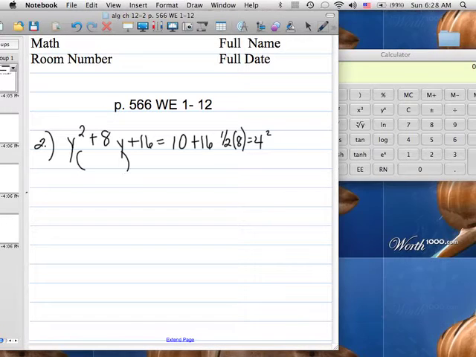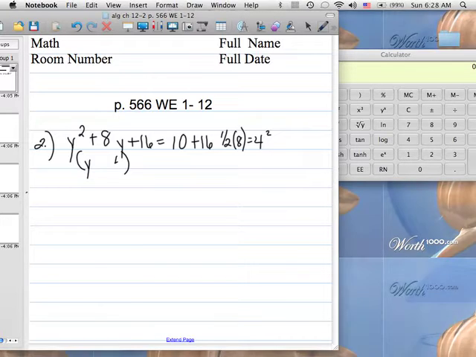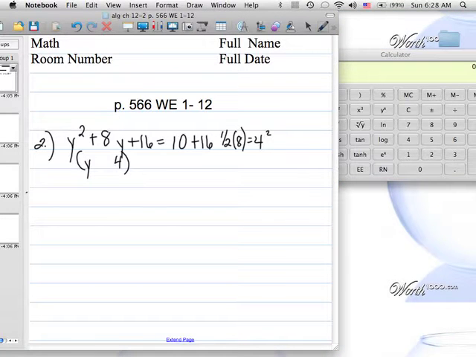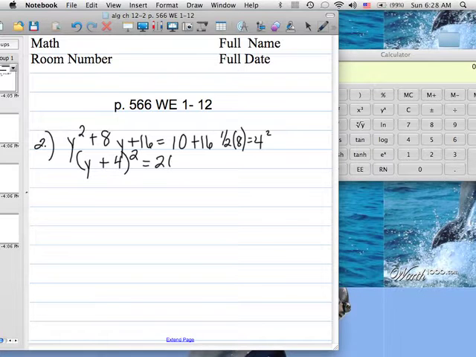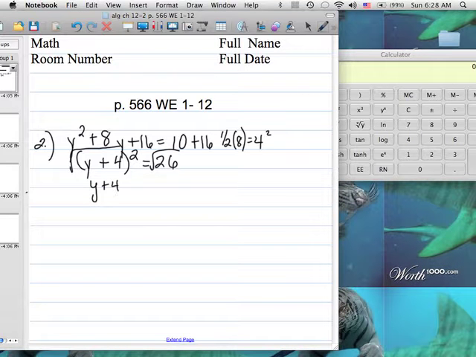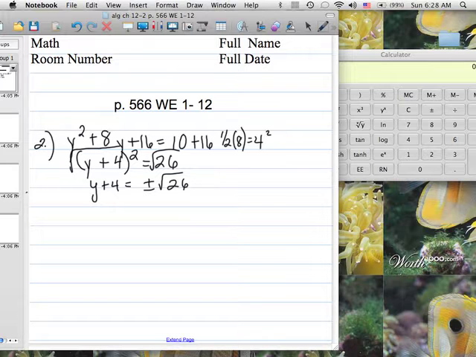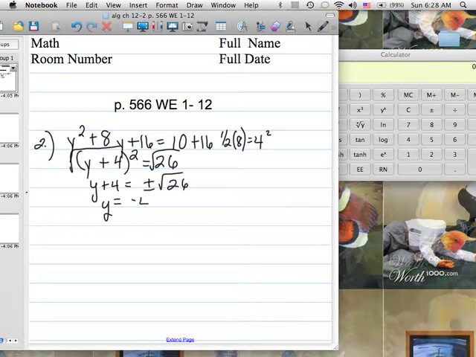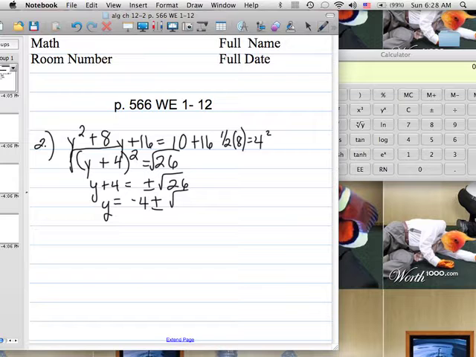So now we have a perfect square trinomial. Square root of y squared is y, and the square root of 16 is 4. This is positive, so this has to be positive. Squared equals 26. Now we can take the square root of both sides, and we get y plus 4 equals plus or minus the square root of 26. Subtract 4 from both sides, we get y equals negative 4 plus or minus the square root of 26.